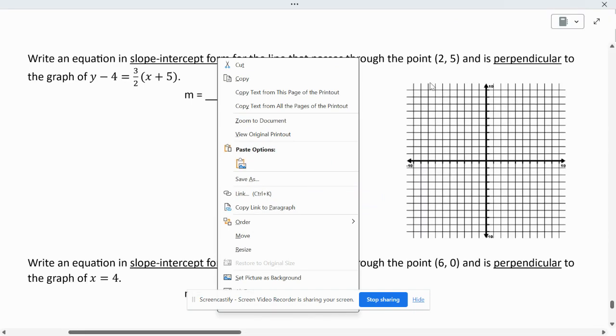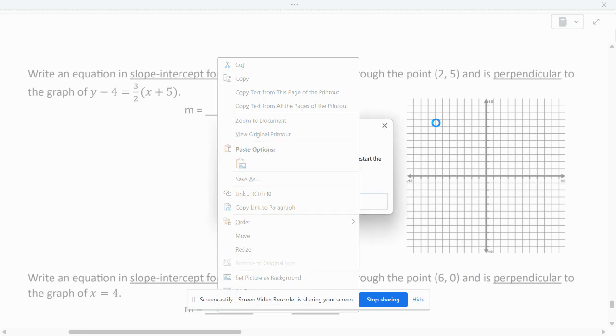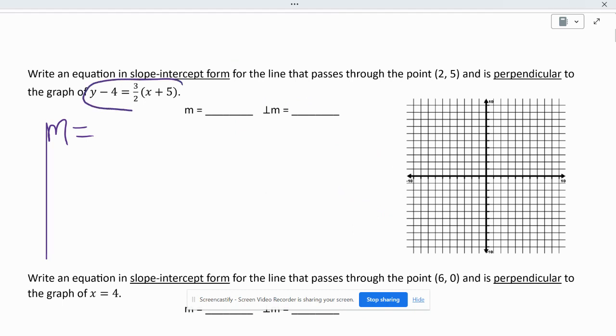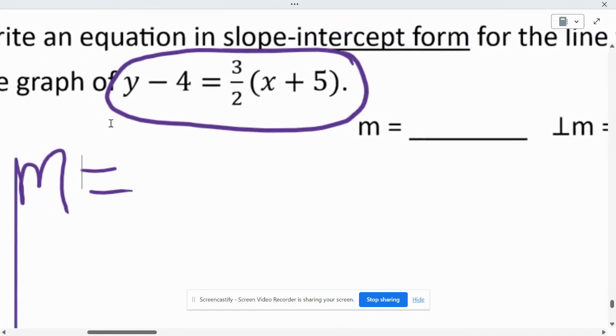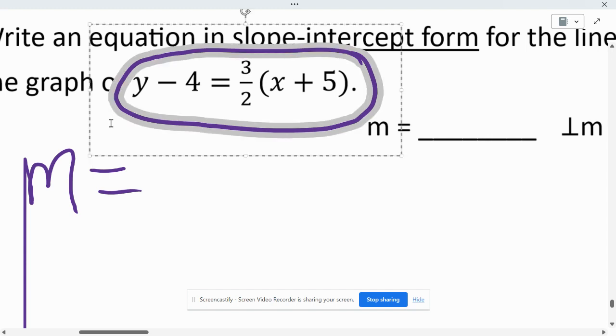No, I'm going to do this last one on the board, unless it's going to work for us. So we're passing through the point 2,5 and it's perpendicular. What's the equation of the given line? Can you determine anything from the given line? Do you guys see this line right here? What can you tell me about this line? It's in point slope form. So that means that my slope is what? My slope is 3/2.